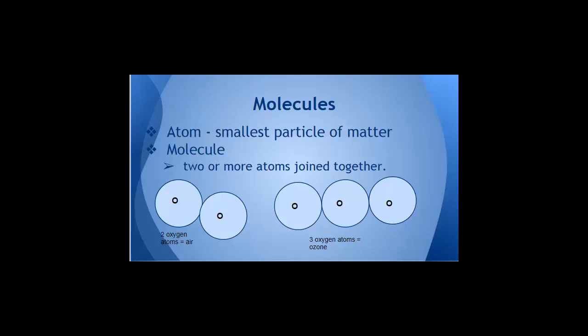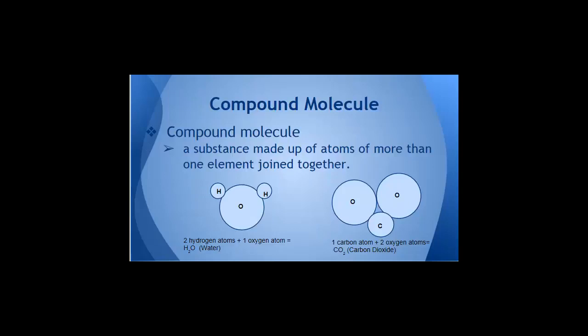In our diagram, you will see two oxygen atoms, which make up common air that we breathe when joined together. If we take three oxygen atoms and join those together, we end up with ozone. A compound molecule is when we make up a substance using atoms of two or more elements joined together.